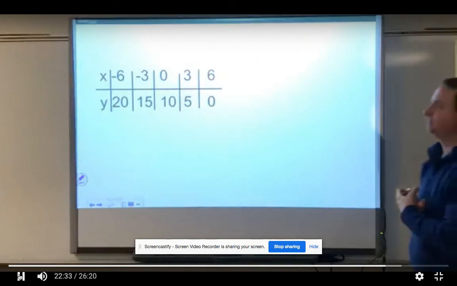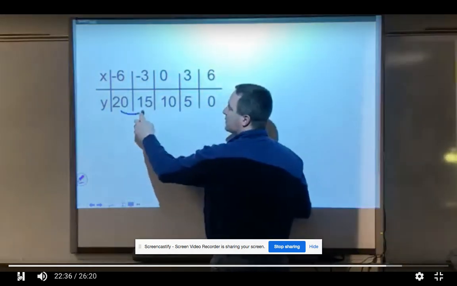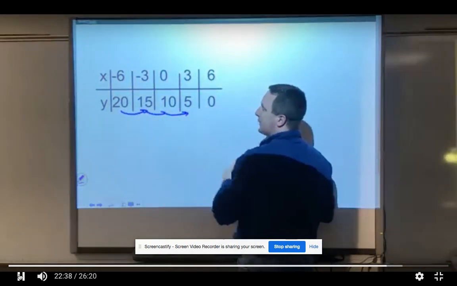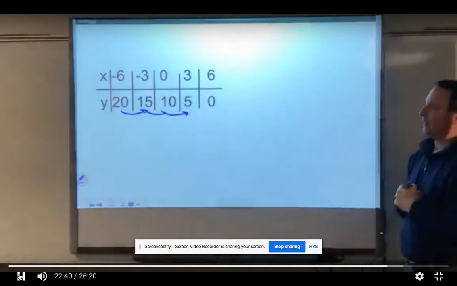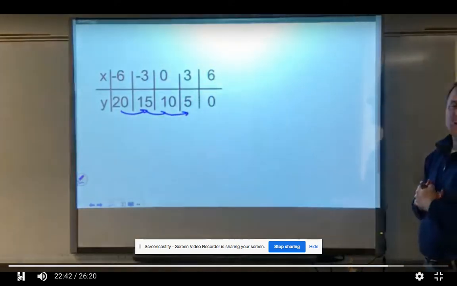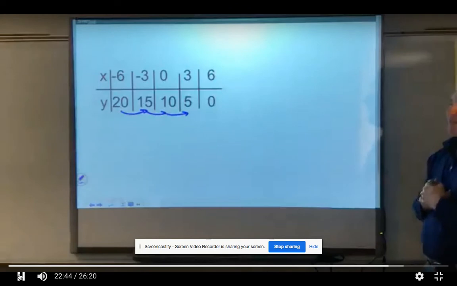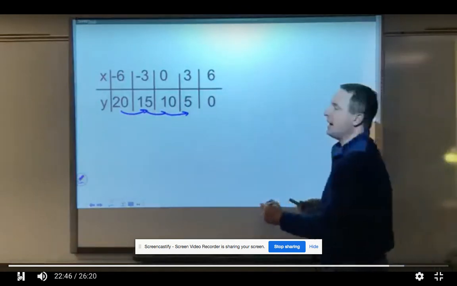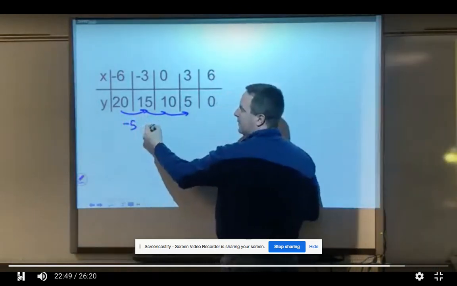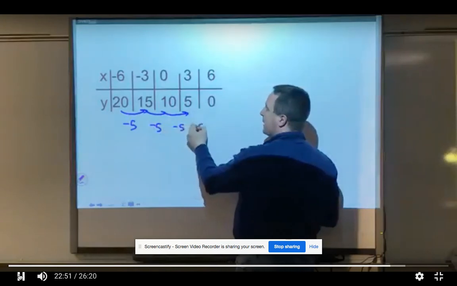How about this? If I look at my y values, they're getting smaller, so are we dividing by something? No. I think a lot of you can see this. I think the rule here is they're subtracting 5. It's minus 5, minus 5, minus 5, minus 5.